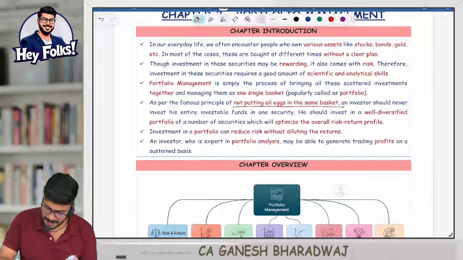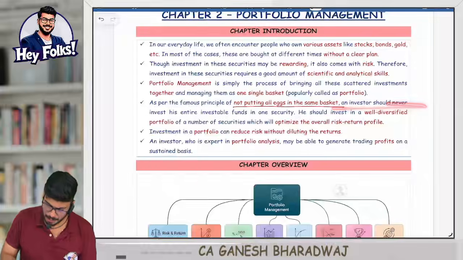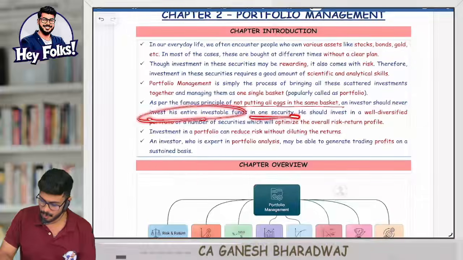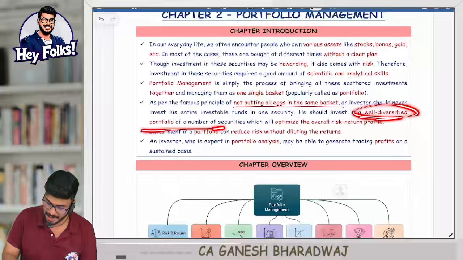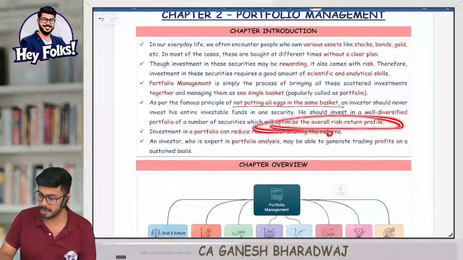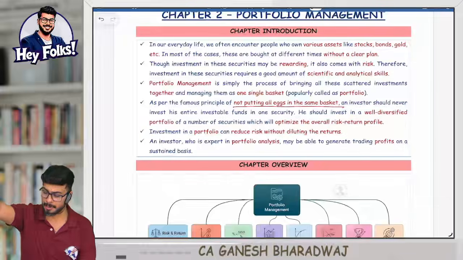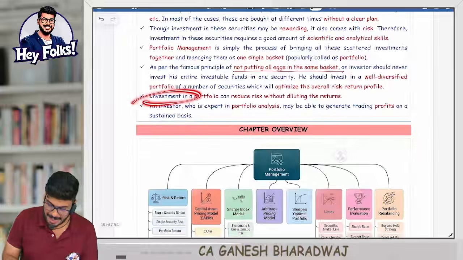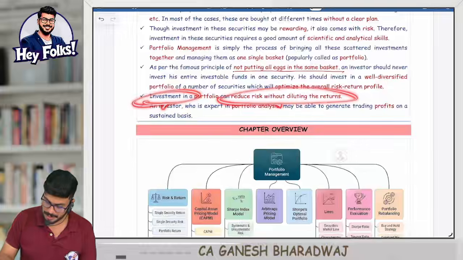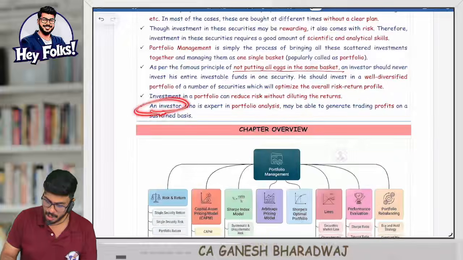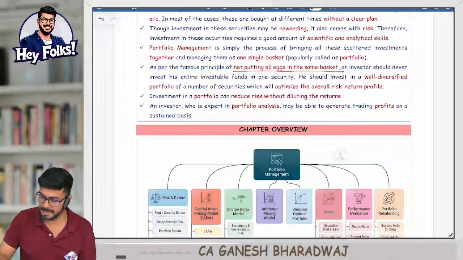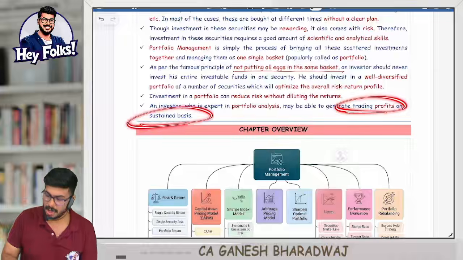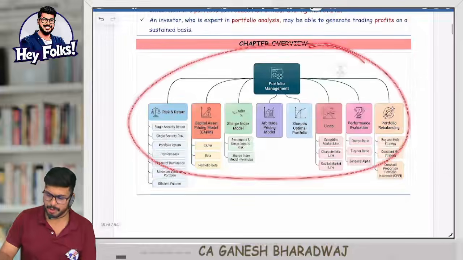An investor should never invest his entire investable funds in one security. He should invest in a well-diversified portfolio of a number of securities to optimize the overall risk-return profile. This is the example I gave you: 10 lakhs you have, instead of putting everything in a single stock, you can do it in multiple. Investment in a portfolio can reduce the risk without diluting the returns, and an investor who is an expert in portfolio analysis may be able to generate a lot of trading profits on a sustained basis. And I walked you through this chapter overview.